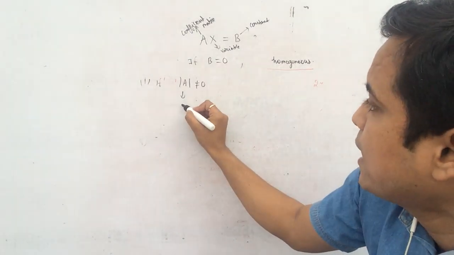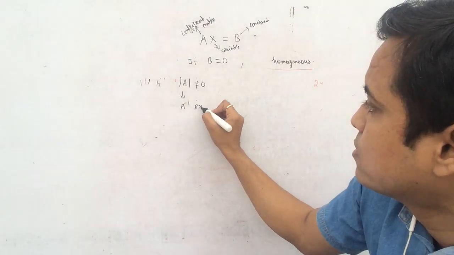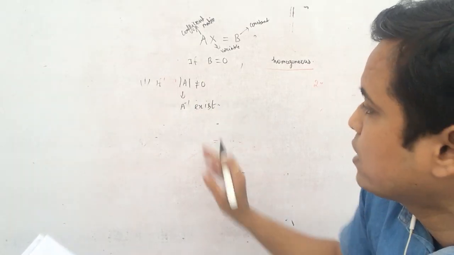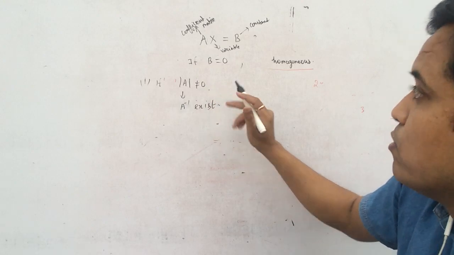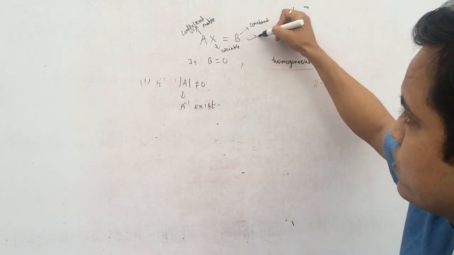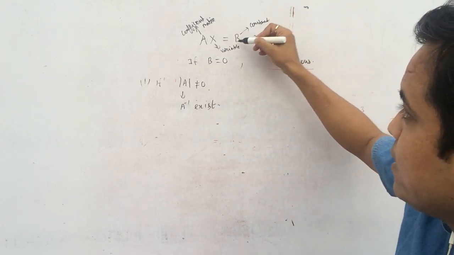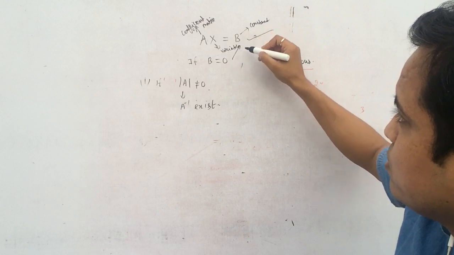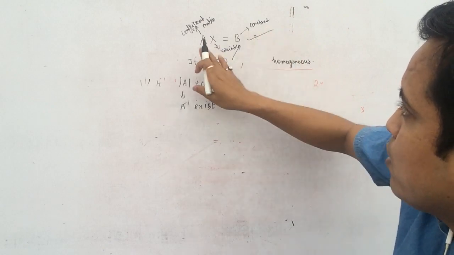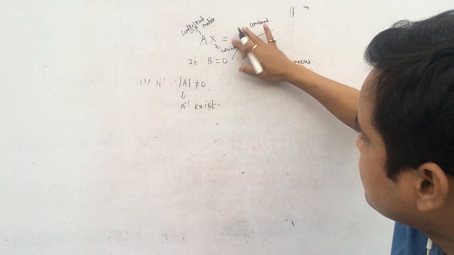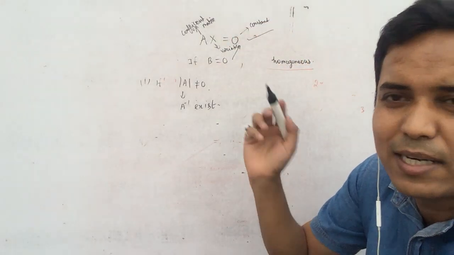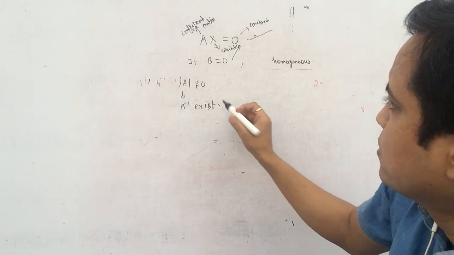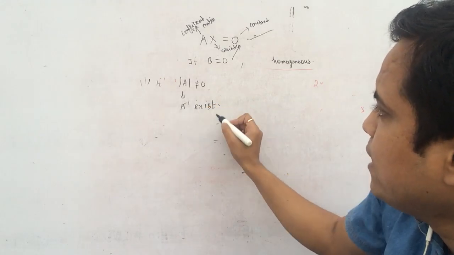So you can say that A inverse exists. In this case, A inverse exists, so it is non-singular. That means the determinant of A is not 0. Here you have the system of linear equations in the form Ax equal to B, and here B equal to 0, so now you can write the constant as the 0 matrix. So A inverse exists here.